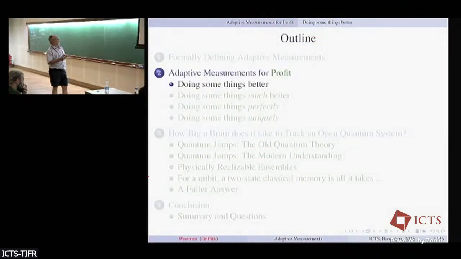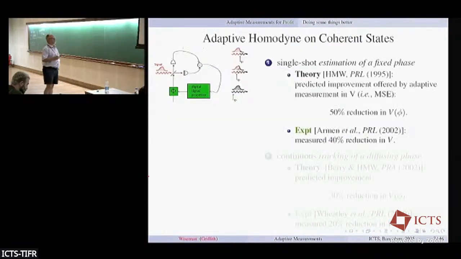Okay, so getting on to what is this actually useful for? What are some examples? I've split this up into a rank order from less interesting to more interesting, but they're all sort of interesting. So I think the very earliest quantum example that I'm aware of is what I proposed in 1995, based on quantum trajectory theory: making a single-shot estimation of a fixed phase on a coherent state. So you have a coherent state of unknown phase and you want to know what that phase is. How best can you do it?